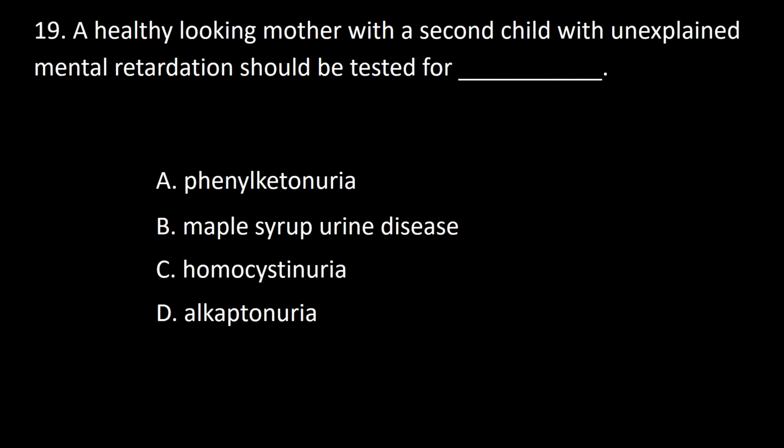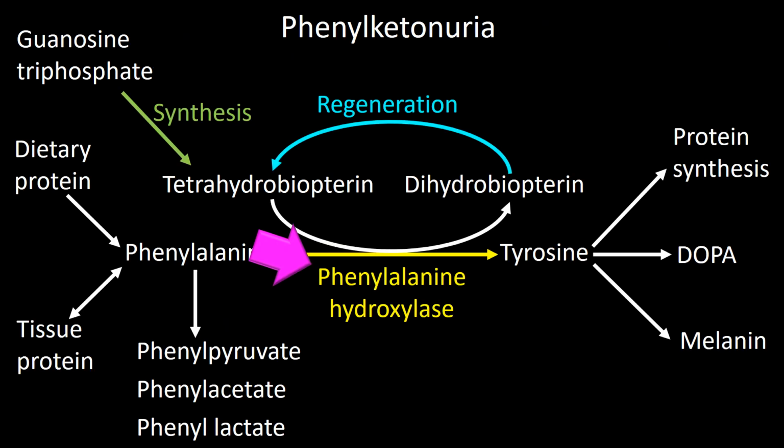Next question. A healthy looking mother with a second child with unexplained mental retardation should be tested for A. Phenylketonuria, B. Maple syrup urine disease, C. Homocystinuria, D. Alkaptonuria. During the last question, we talked about classic PKU, that is PKU due to phenylalanine hydroxylase deficiency.